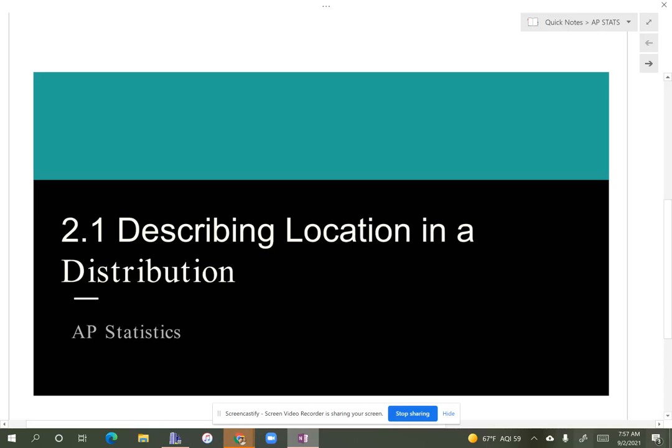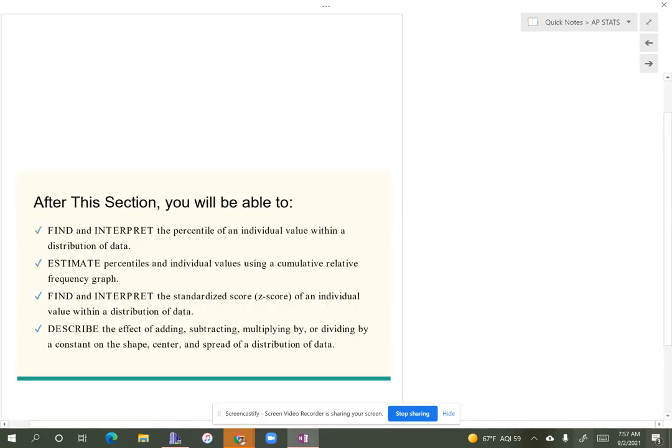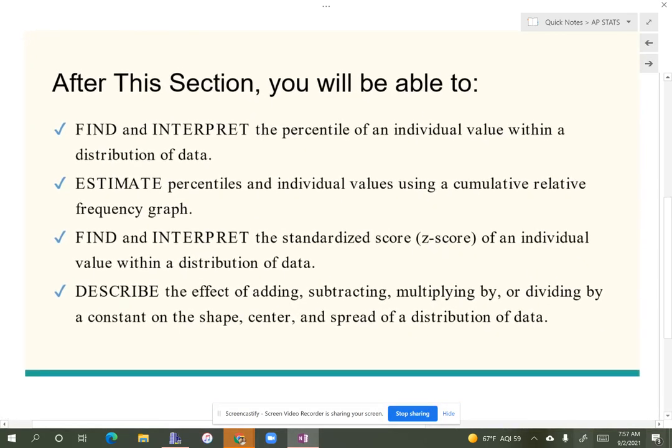Okay, you guys, we're starting a new chapter with 2.1, and in 2.1 we're going to be describing location in a distribution. So where things fall in a distribution of data. So biggest things to take away from today. After today, you'll be able to find and interpret the percentile of an individual value within a distribution of data.